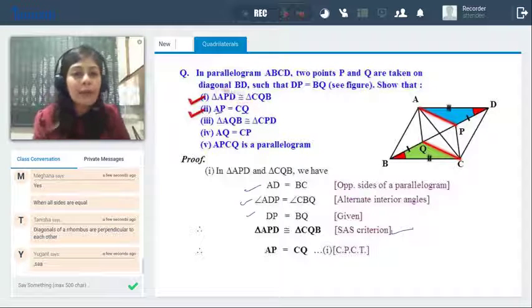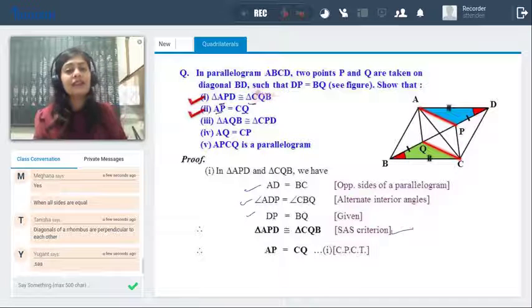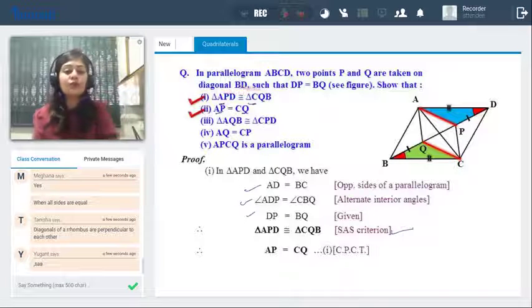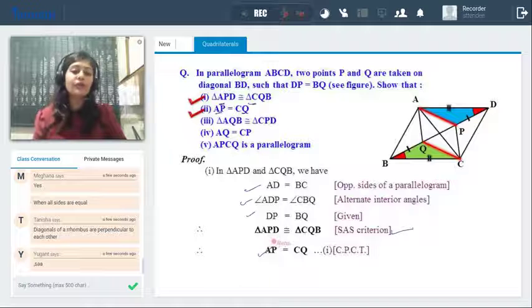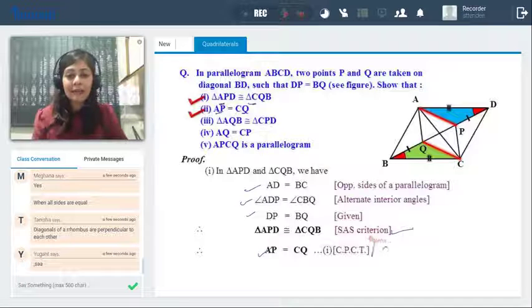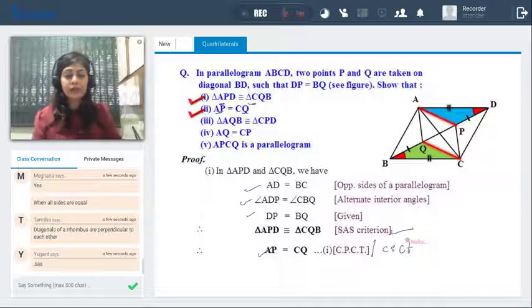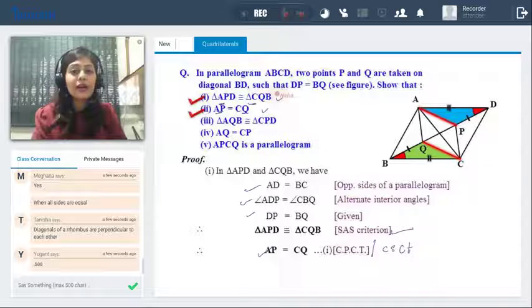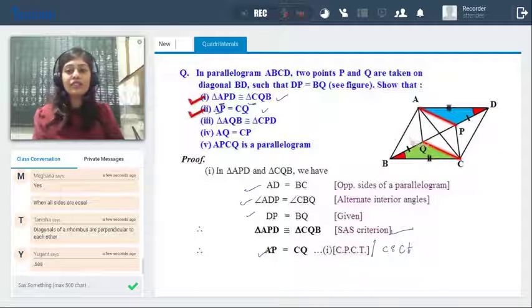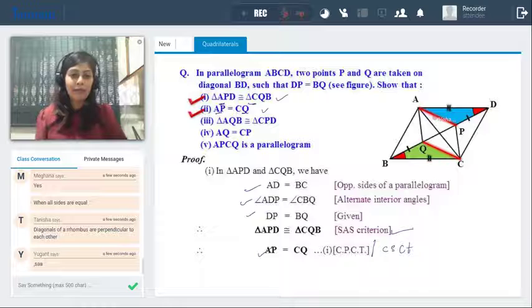It's just like the previous sum. AP and CQ are nothing but the sides of these 2 congruent triangles. They have to be congruent to each other. Yes, by CPCT, CSCT, you can write whatever suits you all. So these 2 are done by proving these 2 triangles congruent, APD and BQC.